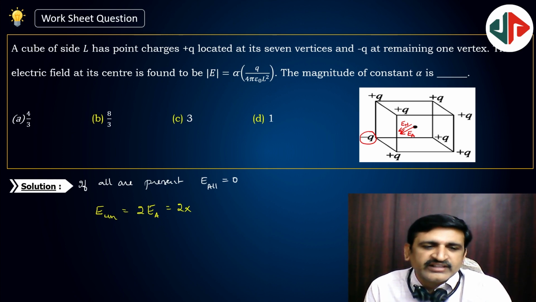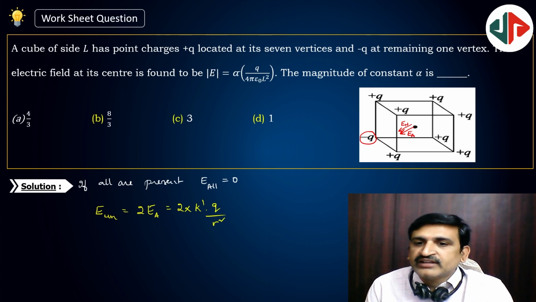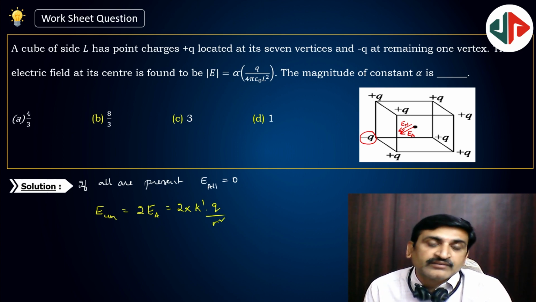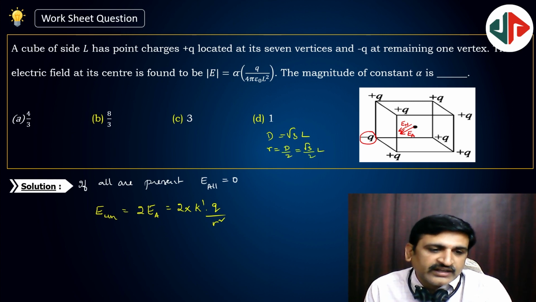So you can take the magnitude K dash Q by distance square. The cube side is L, and the distance is half of the body diagonal. Body diagonal is root 3 L. So R is equal to body diagonal by 2, equal to root 3 by 2 L. So that we have to use.